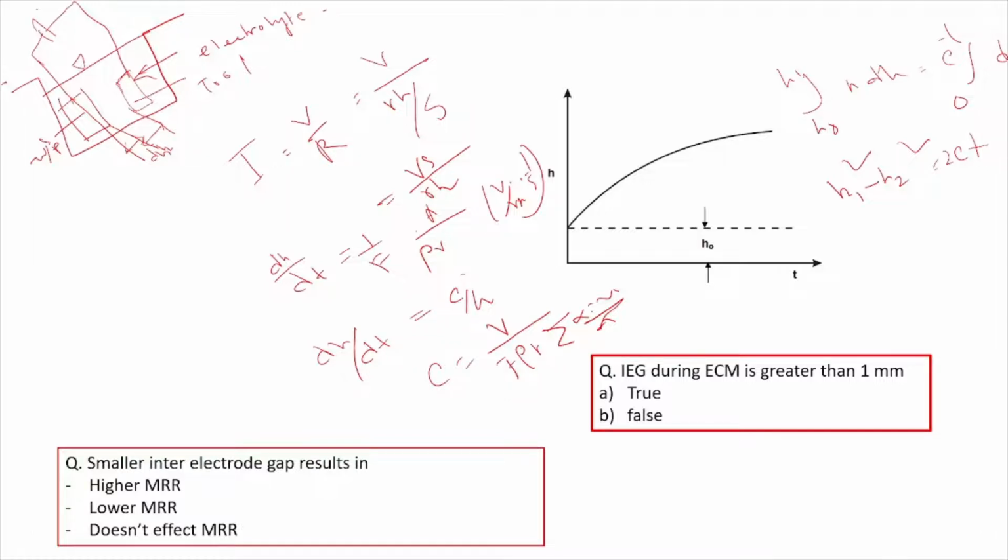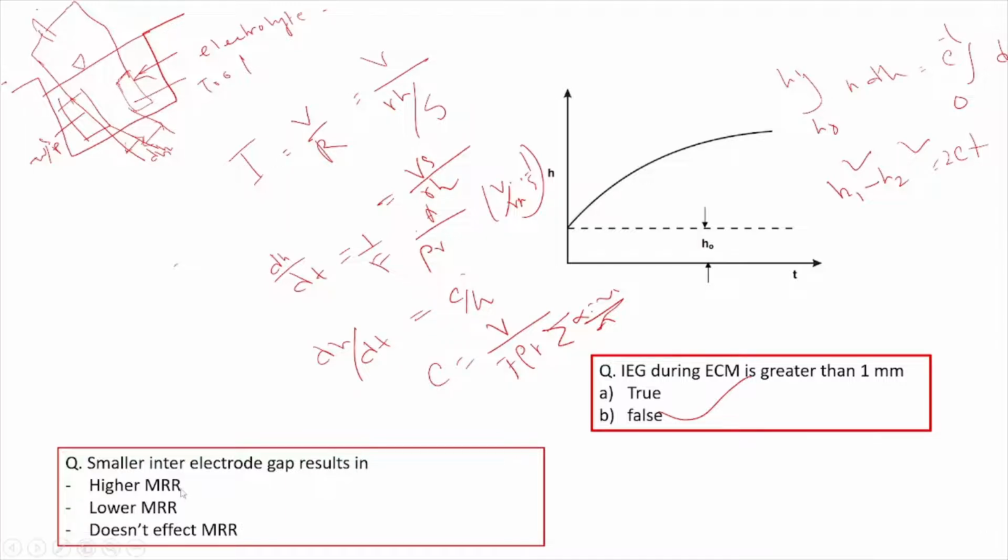Okay, so here one question is given: the inter-electrode gap during ECM is greater than 1 mm. Is it true or false? Actually, the inter-electrode gap in the ECM process should be less than 1 mm. It should be less than 1 mm, so it will be false. If you check the requirements, you can see that the inter-electrode gap should be less than 1 mm. Okay, and one question is given: a smaller inter-electrode gap results in higher MRR, lower MRR, or doesn't affect the MRR.